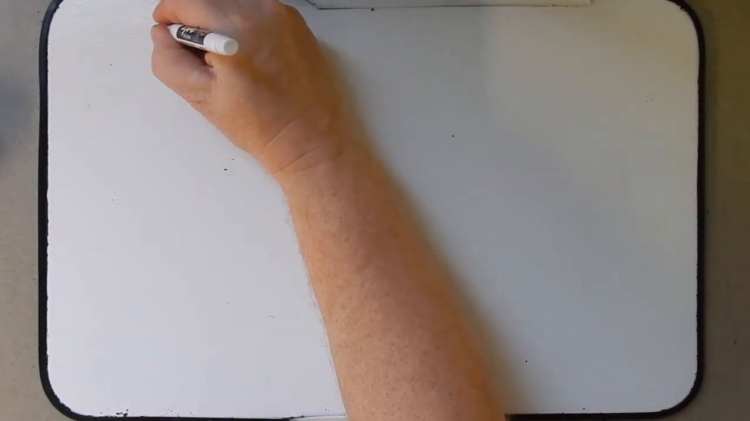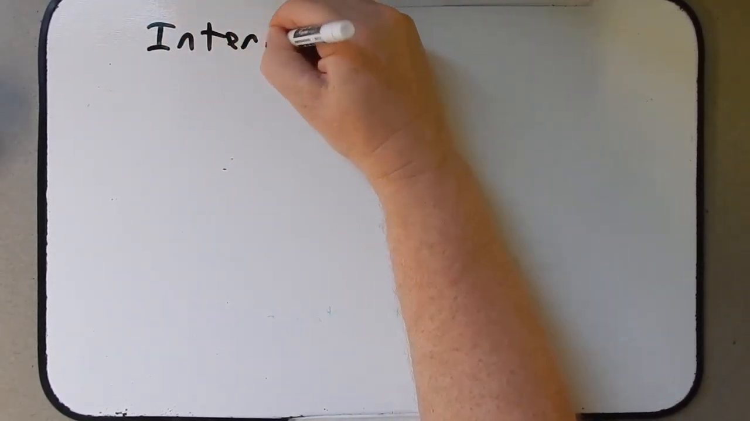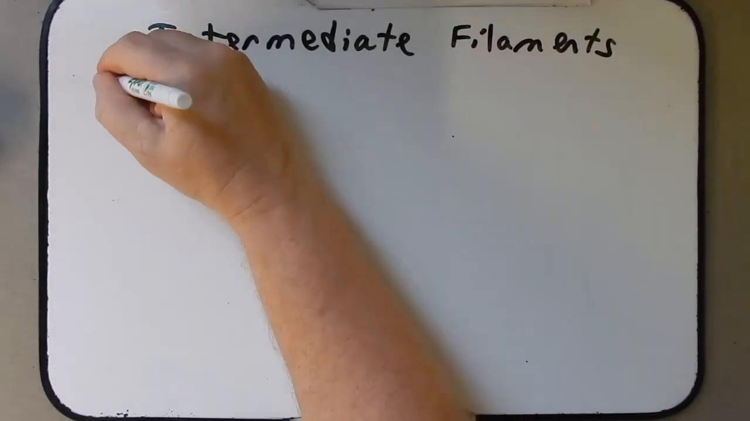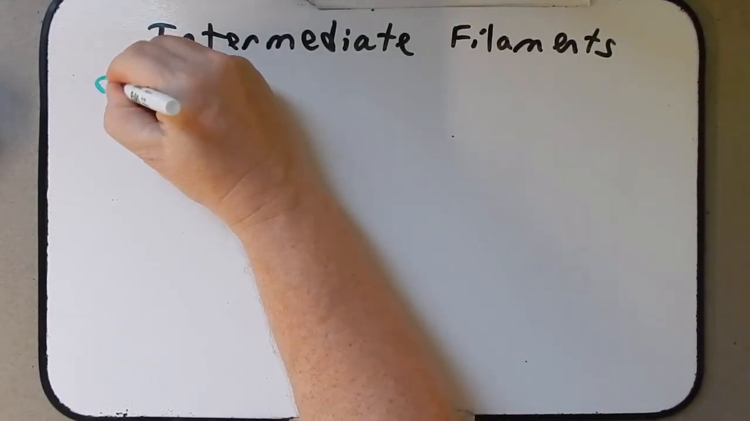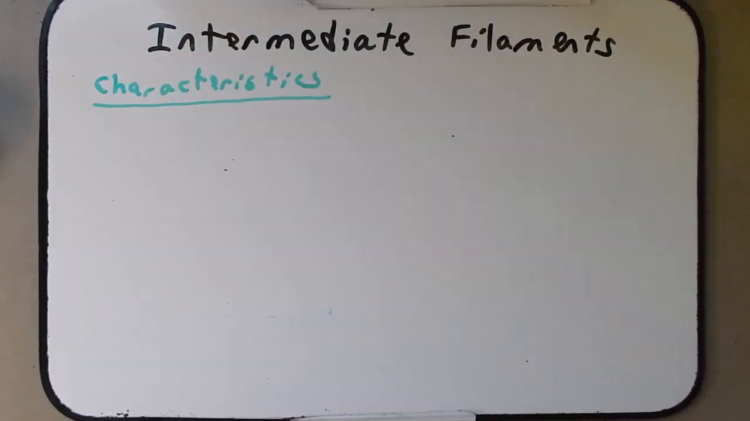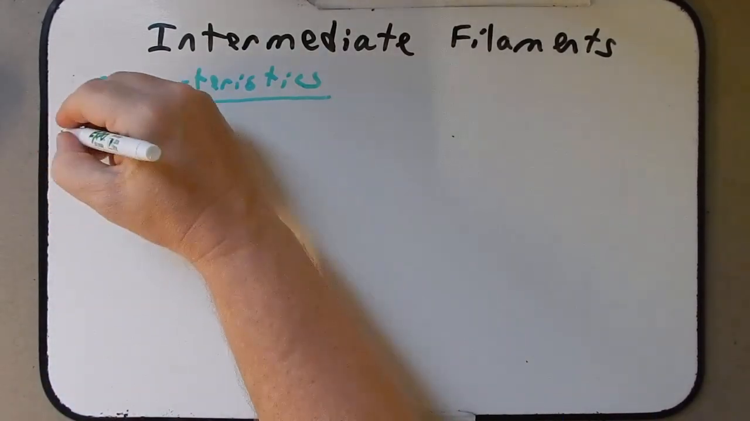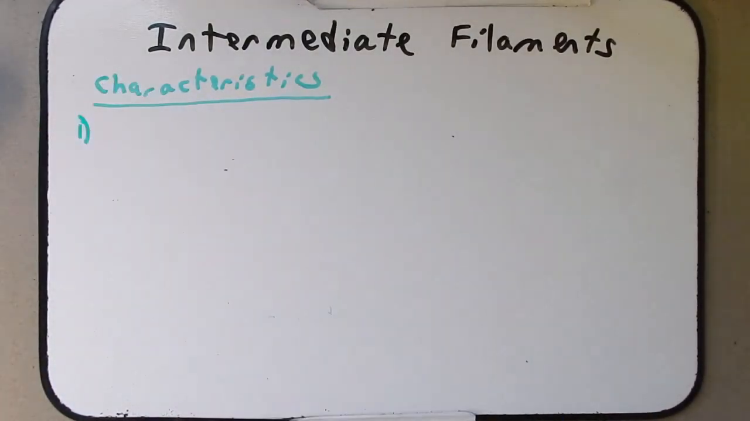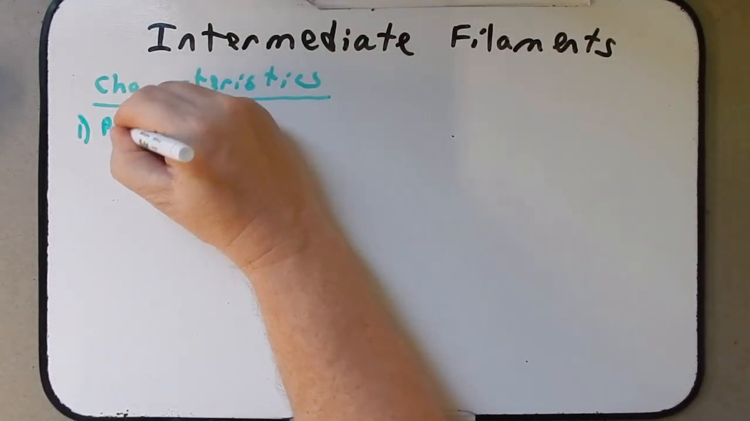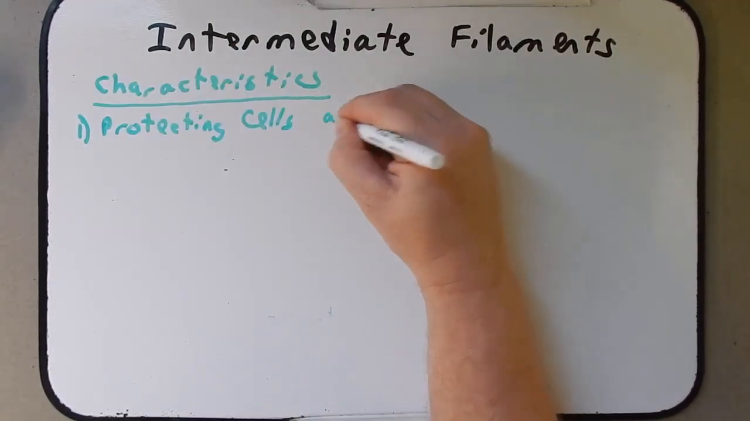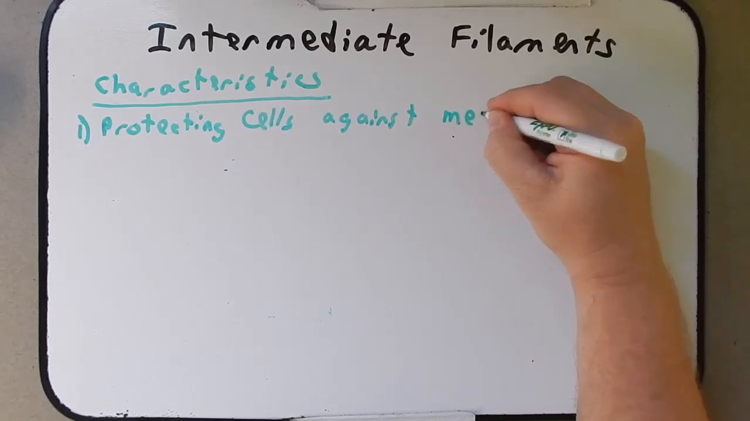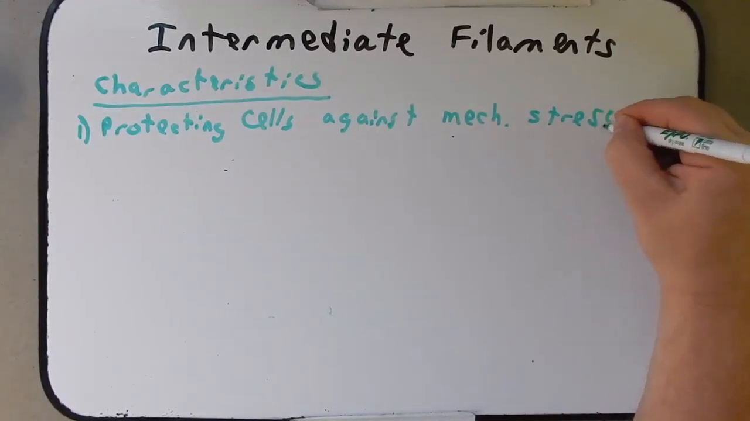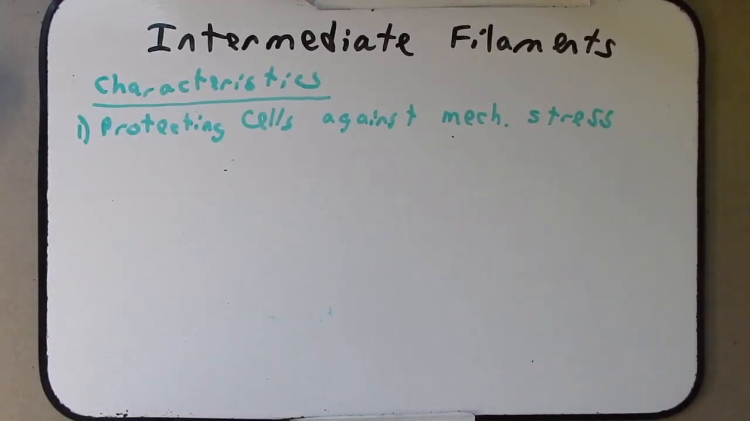Okay, now let's move on with a little bit more in-depth discussion of intermediate filaments. And I'm going to begin with just some characteristics of intermediate filaments. These are the essential things that you should know about intermediate filaments. As I said on the previous board, their main role is protecting cells against mechanical stress. So when that cell is stretched, it protects that cell from breaking apart.